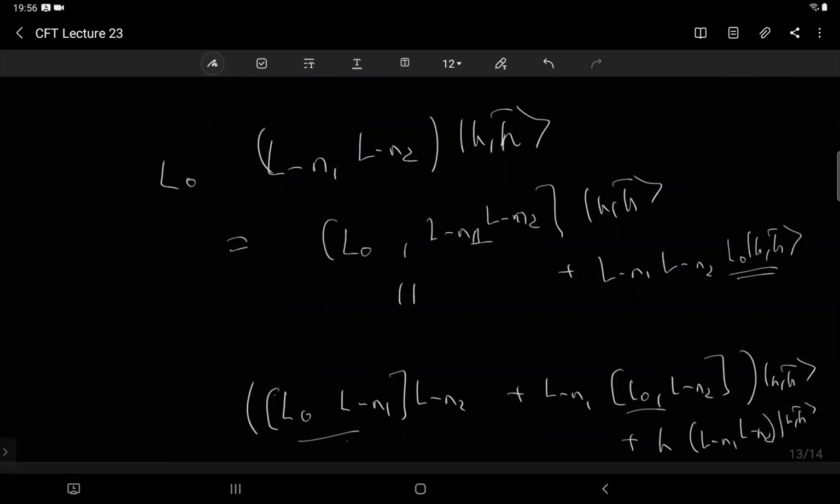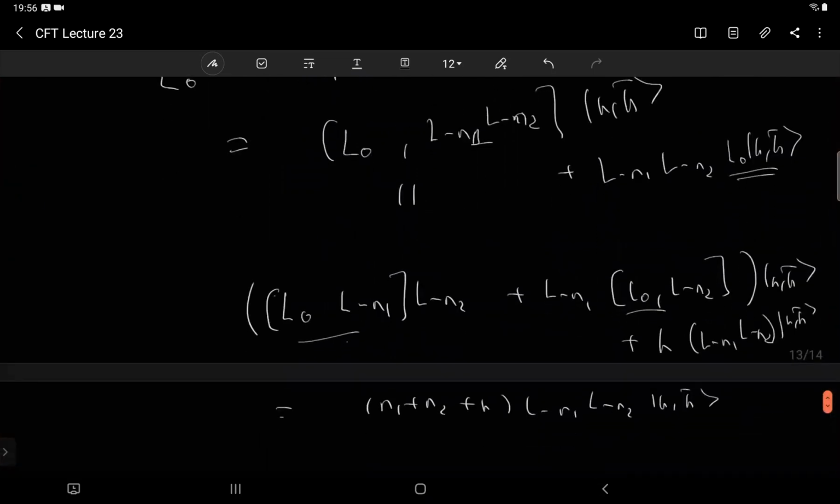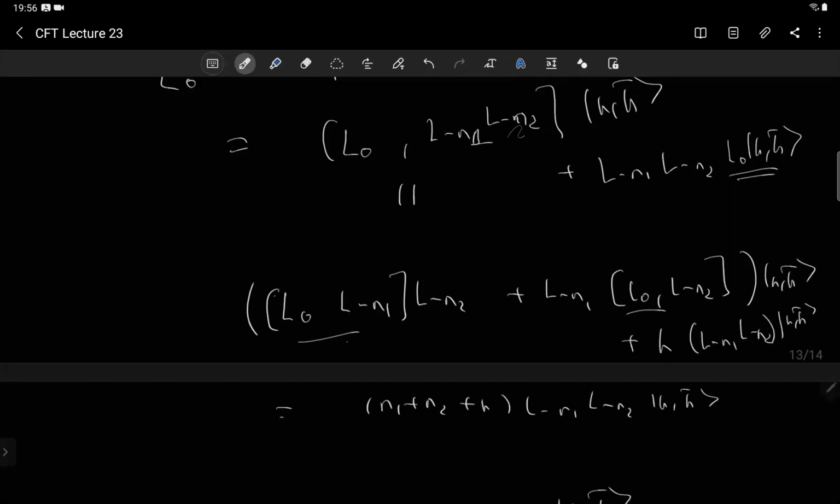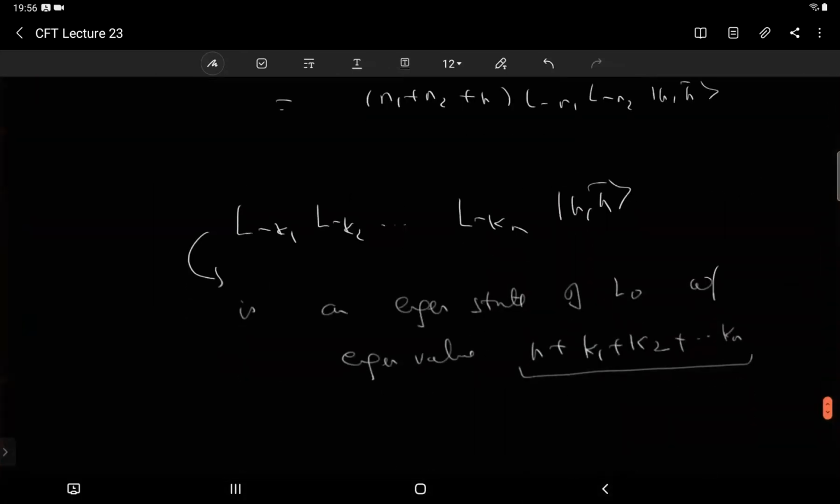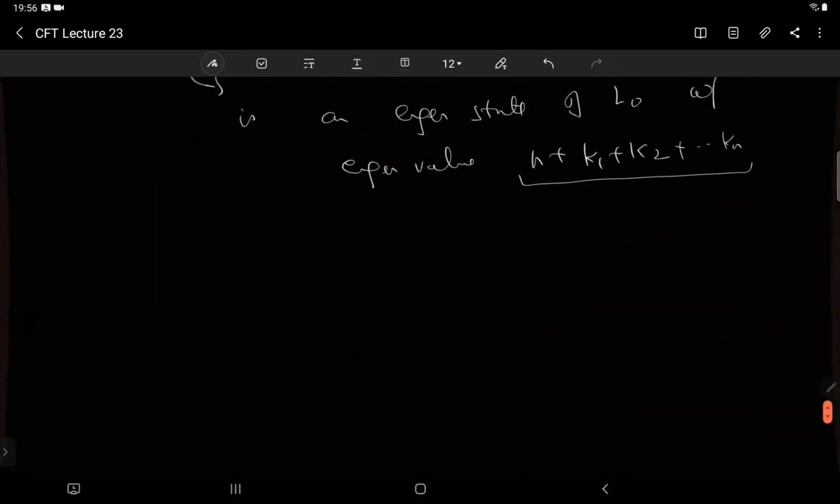And this commutator, you know how to commute: if it is the commutator of a with bc, it is given by abc plus bac, right? So you have L0 with L minus n1, L minus n2 commutator. So that is the same as L0, L minus n1 commutator times L minus n2 plus L minus n1 times L0, L minus n2 commutator. Right? So I've just used the formula that you must have seen. Yes, I have got it.